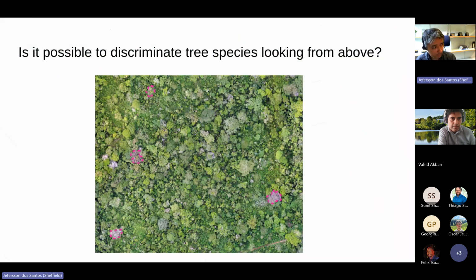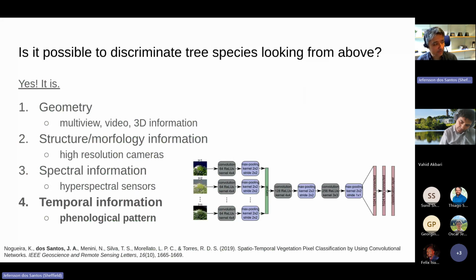From the point of view of computer science, one of the questions we pose ourselves is: is it possible to discriminate tree species looking from above? The answer is yes, it's possible to discriminate tree species looking from above. But of course, you need to have access to high quality data.